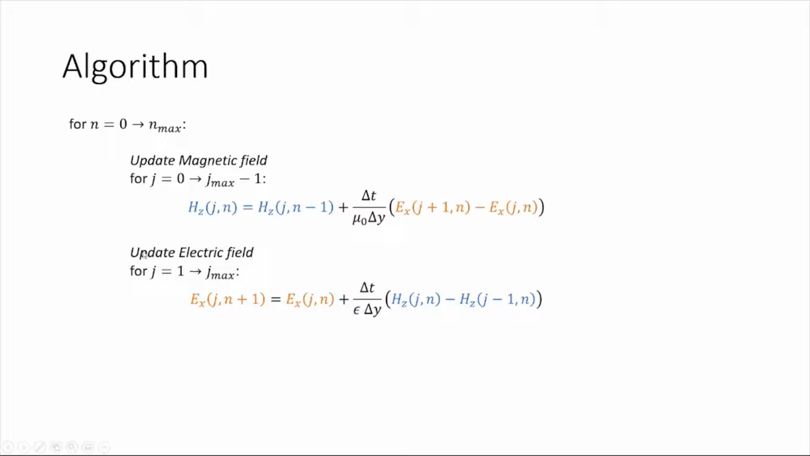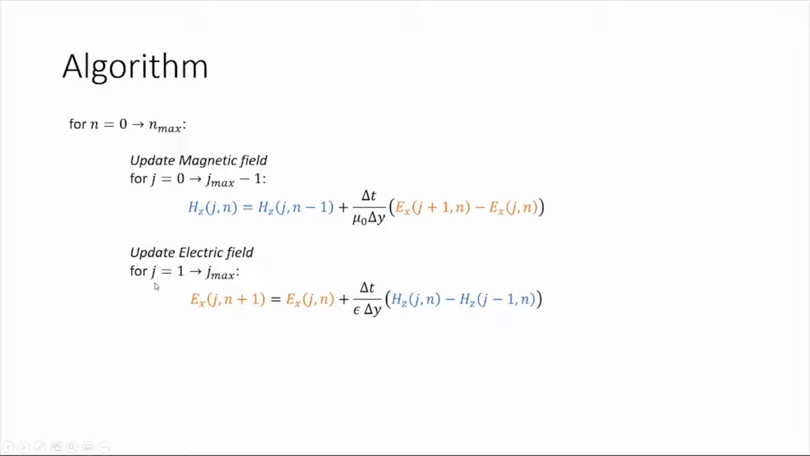Similarly, for the electric field update, you need to know j minus 1, right? So if we started at j equal to 0, then we need to know the minus 1th index for the magnetic field. And of course, that's not in memory either. So we need to cut that off.